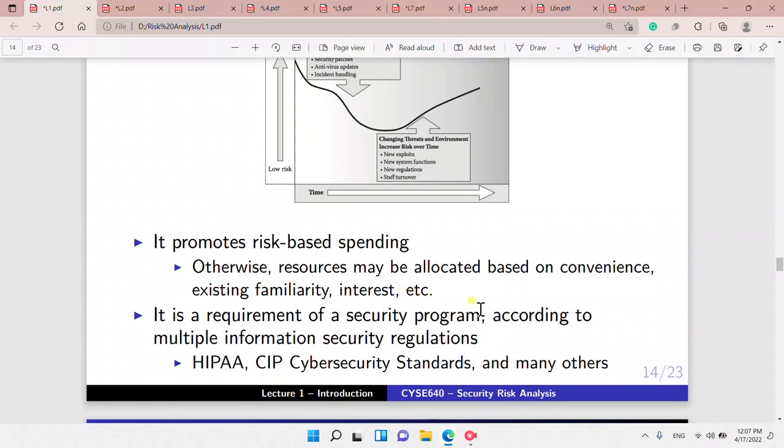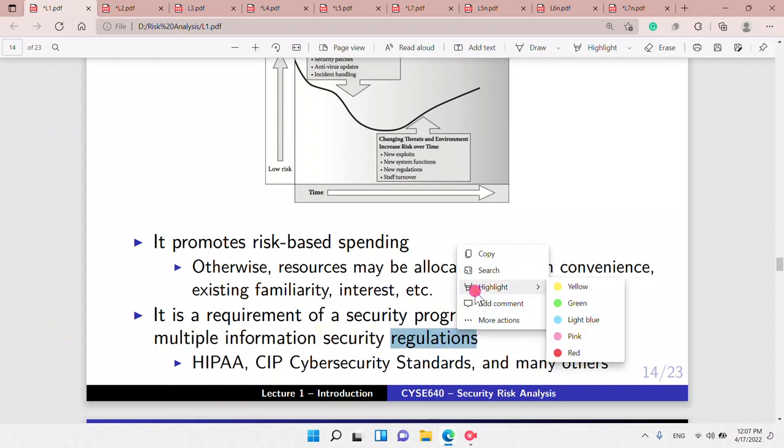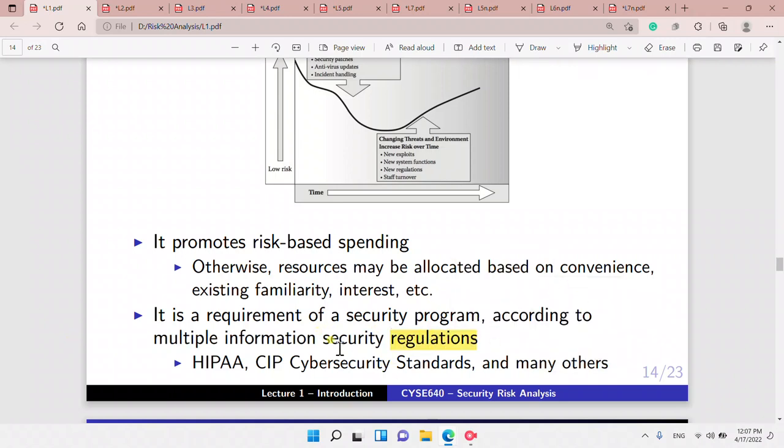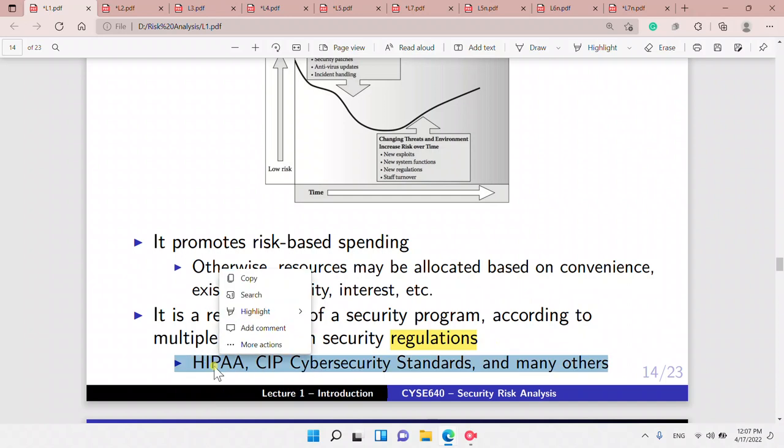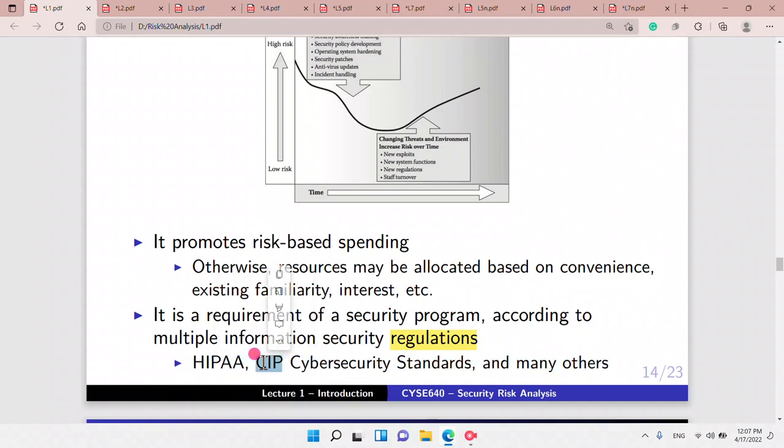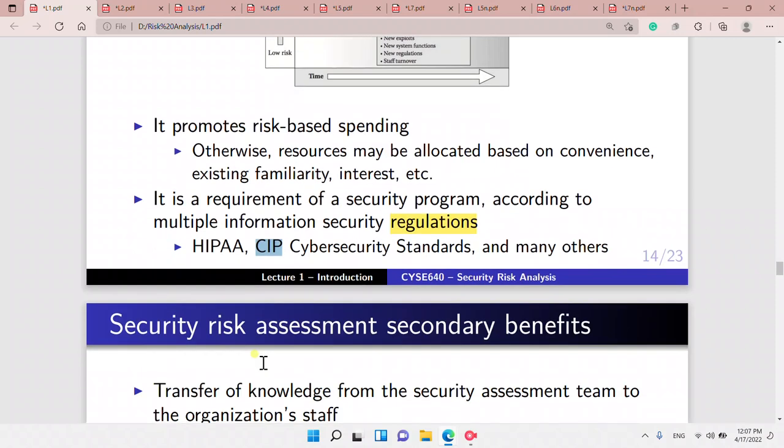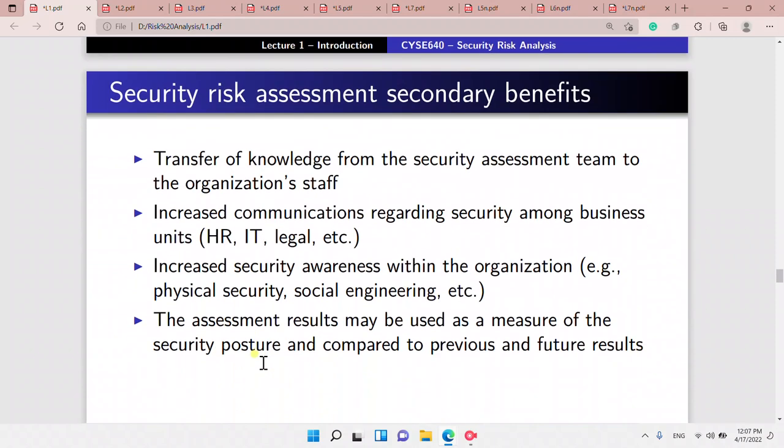It is a requirement of a security program according to multiple information security regulations. So it's important because it complies with some regulations like HIPAA, CIP and many others.